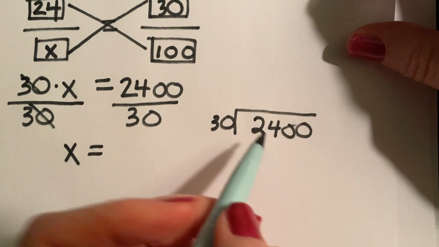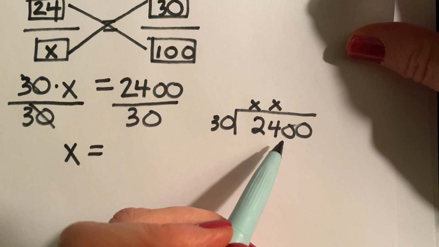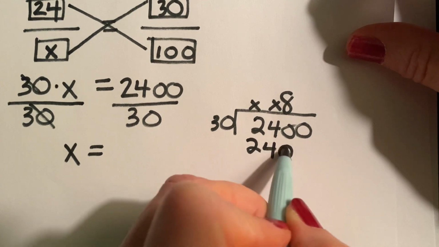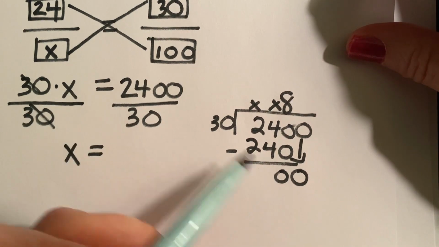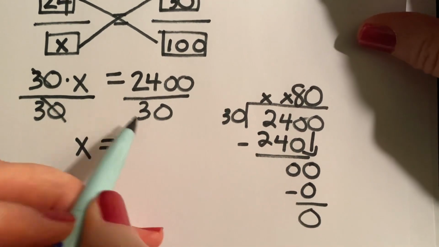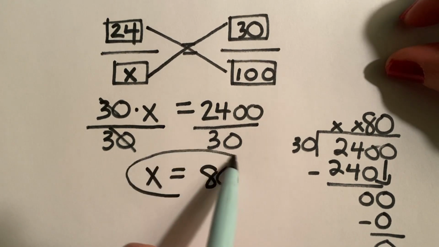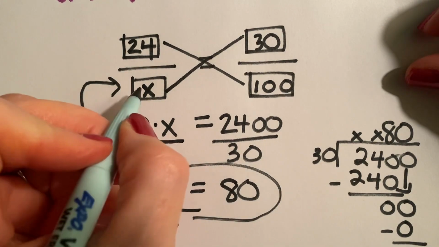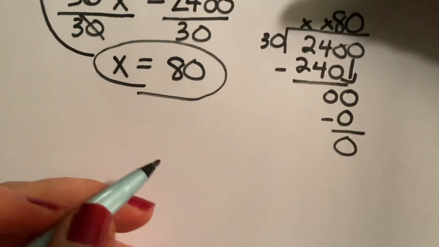30 into 2,400. So 30 can't fit into 2, and it can't fit into 24. It can fit into 248 times. 8 times 30 is exactly 240. Then we have to float that final 0 down. 30 does not go into 0, so we could say 0 times, and that finishes the problem off. So we're going to say 80. And again, we're on the dollar side here. So $80 was the original cost of the jeans.